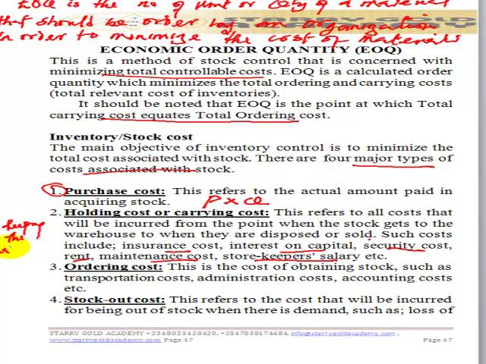Then we have the ordering cost. This is the cost of obtaining stock, such as transportation cost, administration cost, accounting cost, etc. The ordering cost is also known as handling cost.